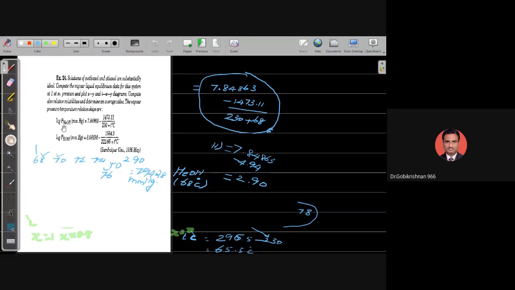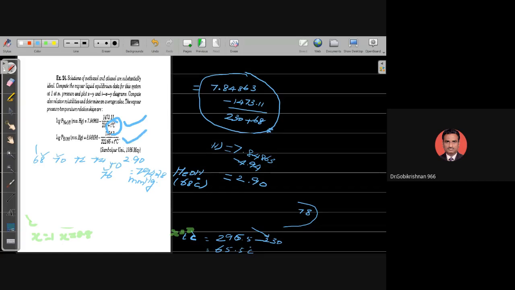The vapor pressure temperature relation for methyl alcohol and ethyl alcohol both are given. If you want to know the vapor pressure at one particular temperature, you have to substitute the temperature on the right side, and after substituting you can find the corresponding vapor pressure at that temperature. For methyl alcohol you have to use this expression, for ethyl alcohol you have to use this expression.